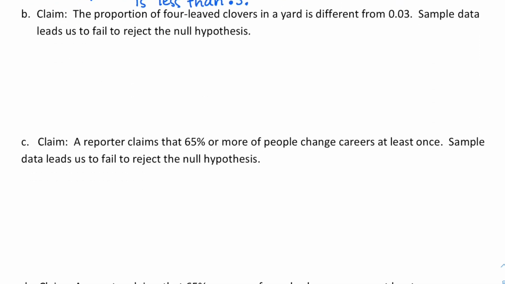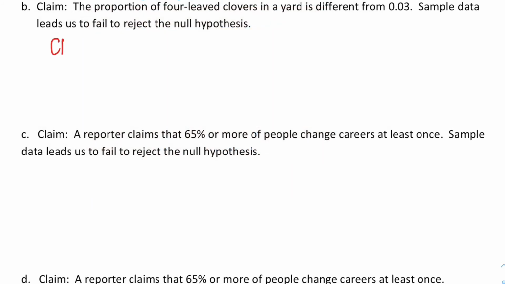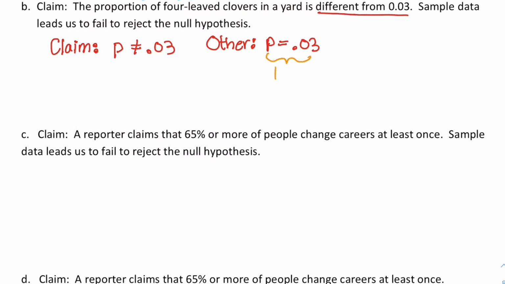Let's look at a different one. Here, it's claiming that the proportion of four-leaved clovers in a yard is different from 3%. So not 3% of your yard is four-leaf clovers is their claim. So if we write this out, our claim and our other case, and then find our null and alternative hypotheses, our null is going to come from our other case, and our alternative is our claim.